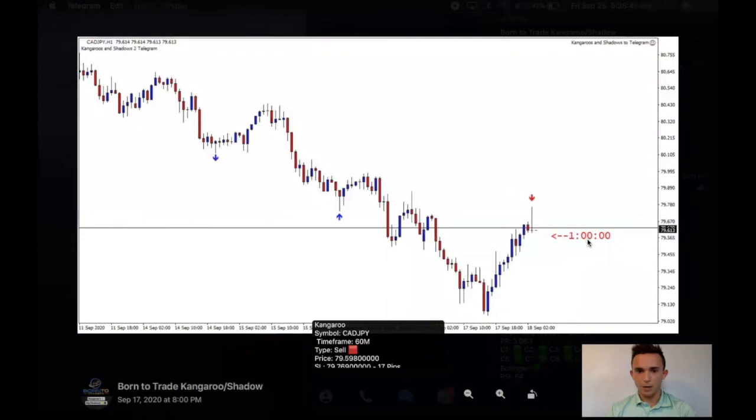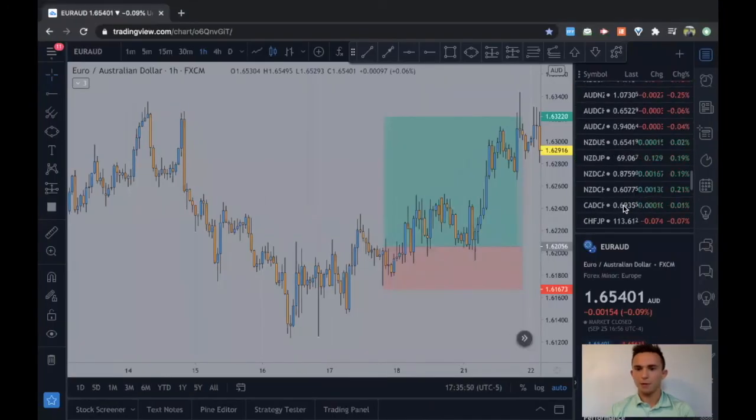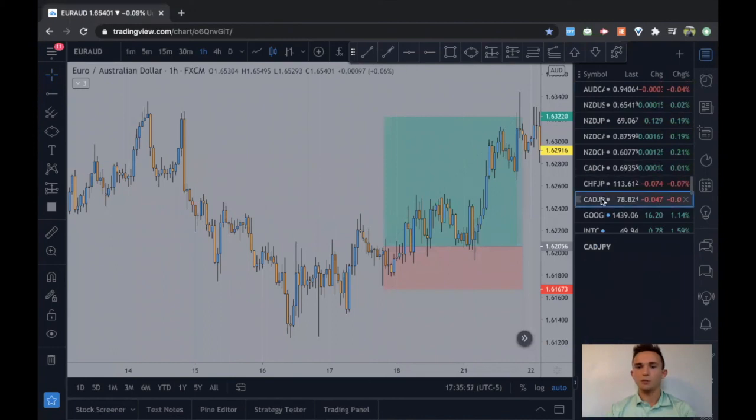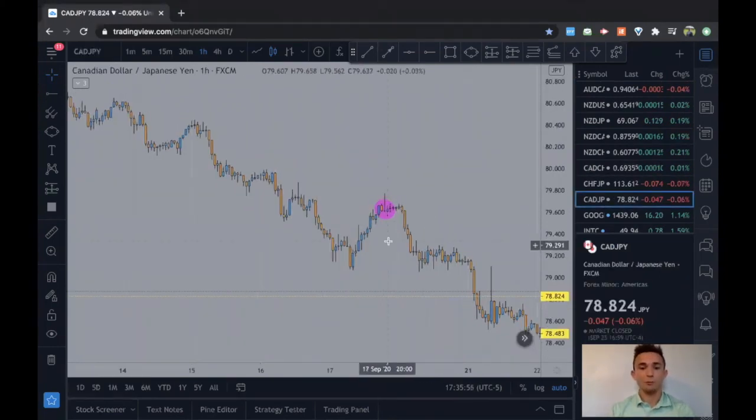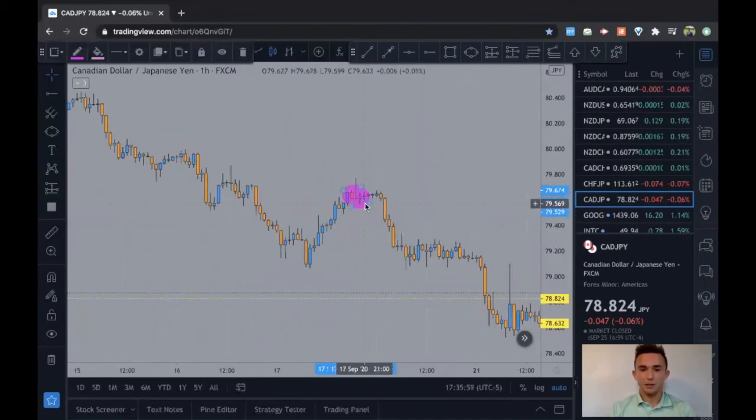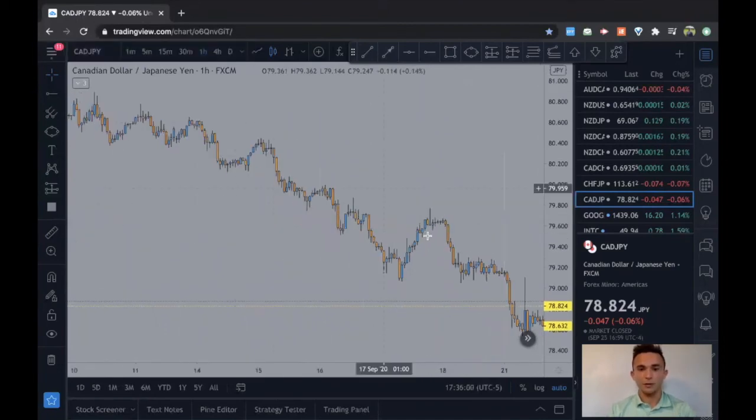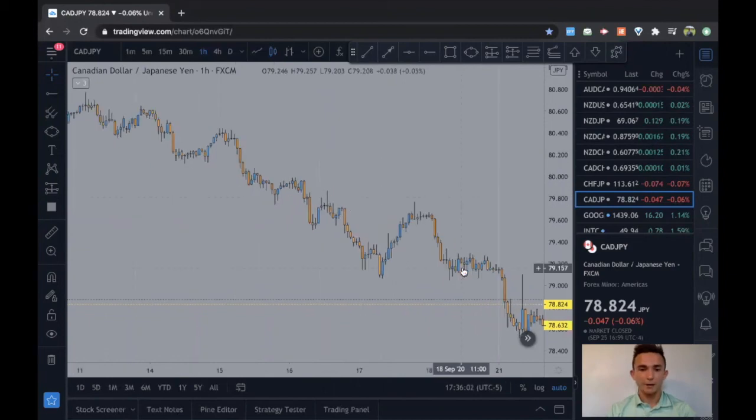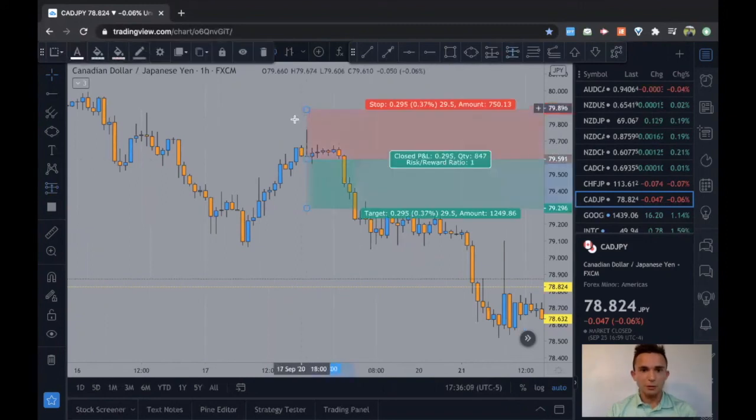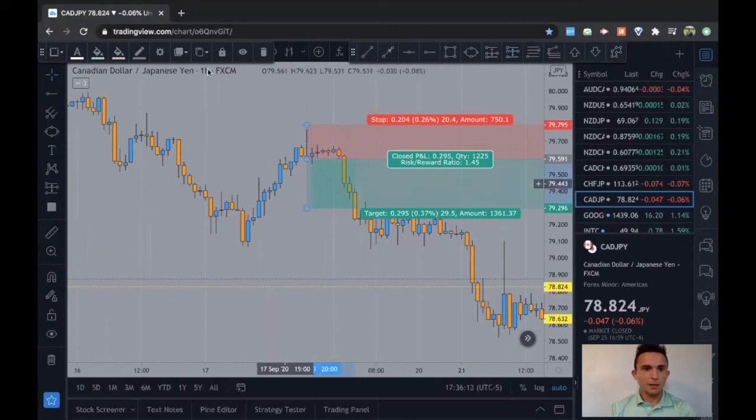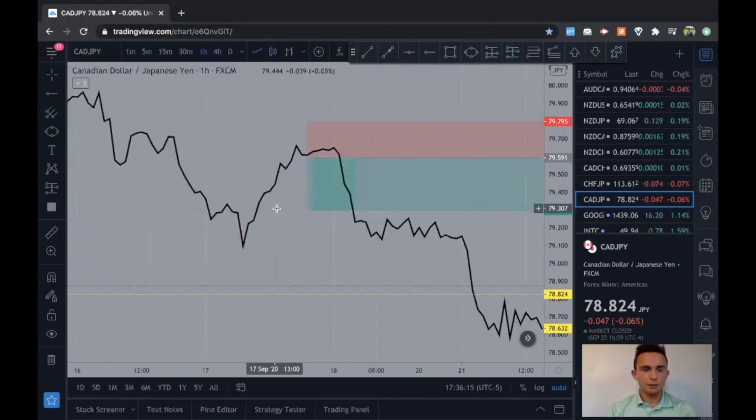CAD JPY. This one did qualify, so let's take a look real quick at CAD JPY. I just want to show you multiple examples on multiple different pairs to let you know that it's profitable on many pairs. So you can see here in CAD JPY, it looks like we're in a really strong downtrend too, made a pullback. And you can see we just did this kangaroo tail here. So we put a little stop loss down below. Stop, there we go. And then I'd be looking to take profit.